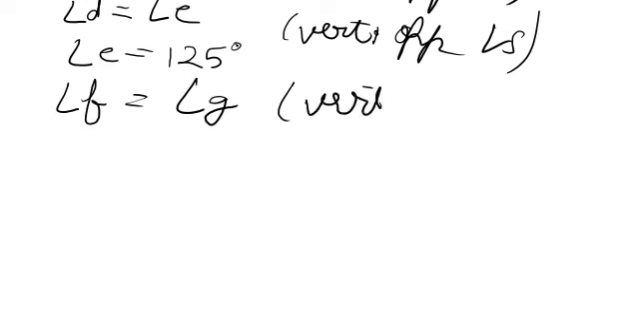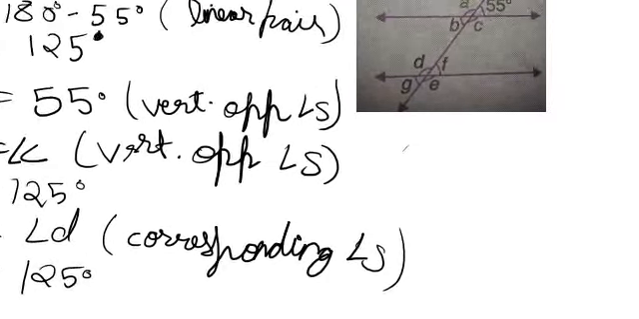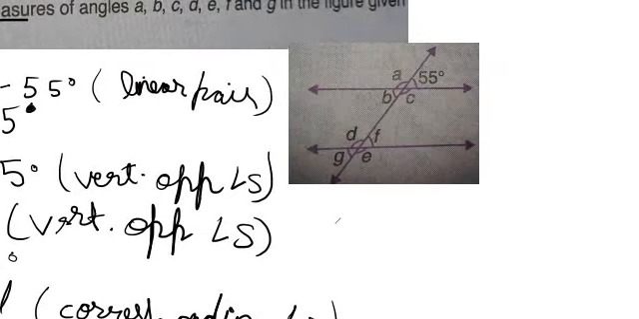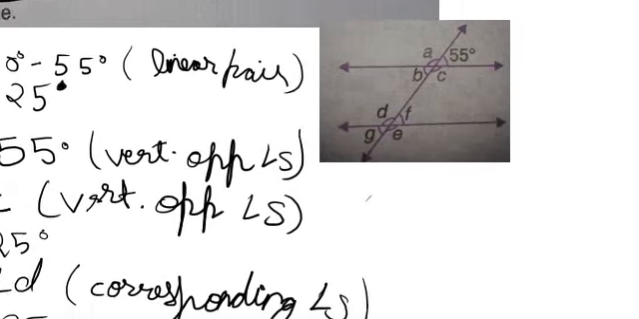So basically in total this question was of vertically opposite angles, right? So we can say over here what angles are of 125 degrees and what angles are of 55 degrees. So we can say A and D and C and E, all of these angles are of 125 degrees, right? And the rest are of 55 degrees.